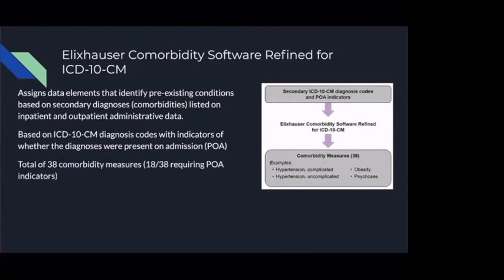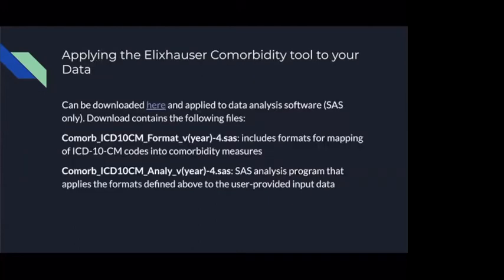There are a total of 38 comorbidity measures, with 18 out of 38 requiring something to be present on admission, which means it has to have been notified and documented when a patient entered. And again, I have given the file. If you want to use that file, you just click on this hyperlink. It also only works on SAS, and you also get two files. One allows for the formatting, and the other allows SAS to actually utilize the program to categorize the data using comorbidities.